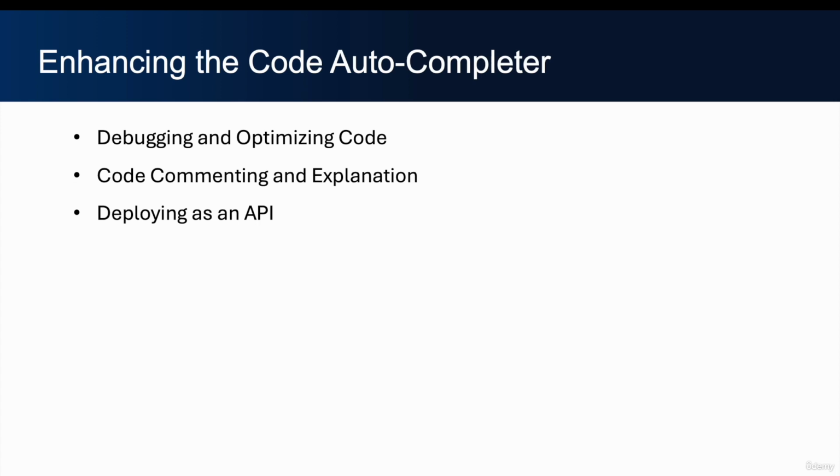Now, just to summarize what we did today, we built an AI-powered code autocompleter. We created a web app for interactive code suggestions. We enabled AI-powered debugging and explanations. And finally, we deployed the code assistant as an API for integration. Our next video will cover SQL query generator, where we will convert text queries to SQL.